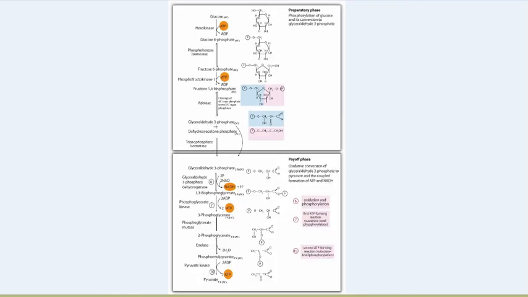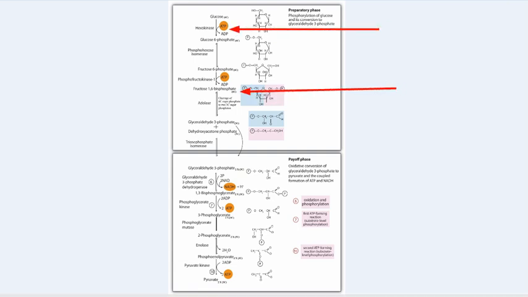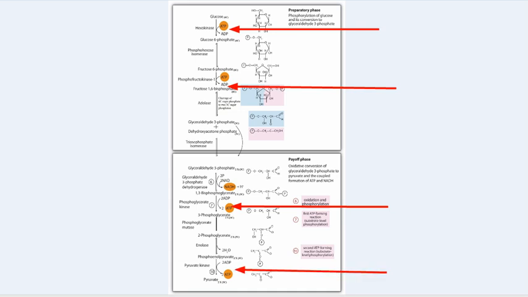In the payoff phase we got 2 ATPs. In preparatory, the first ATP lost. In preparatory, the second ATP lost. Over here we got the first 2 ATP. Over here we got the second 2 ATP. So we got a total of 4 ATPs, and we lost 2 ATP. So net we are with a profit of 2 ATPs by the end of this process.